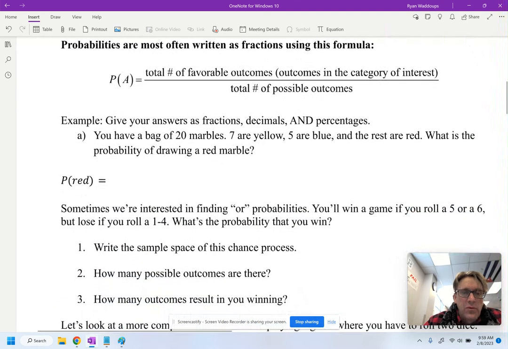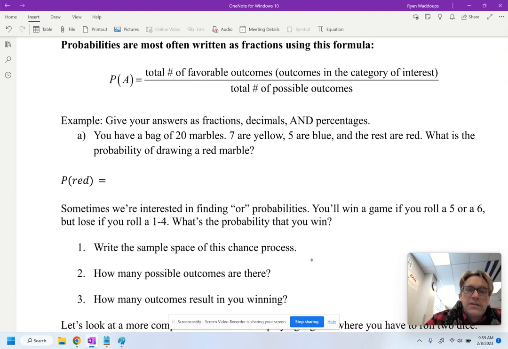Let's do some examples here. We want to give your answers as fractions, decimals, and percentages. You have a bag of 20 marbles. 7 are yellow, 7 are blue, and the rest are red. So what is the probability of drawing a red marble? We write that as P parentheses red, the probability of drawing a red.